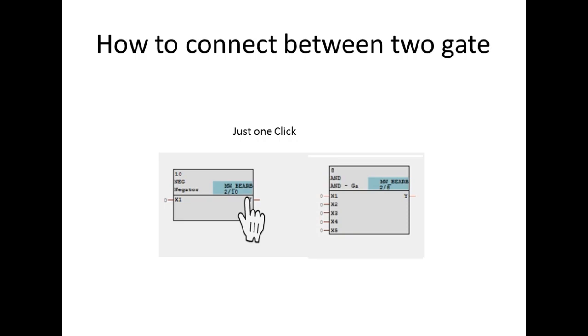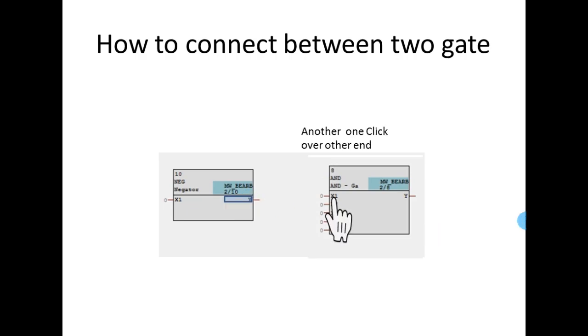Nodes. It's very easy. Just click on which node it has to connect. Just one click and go to the other one and click over there. It will automatically link.